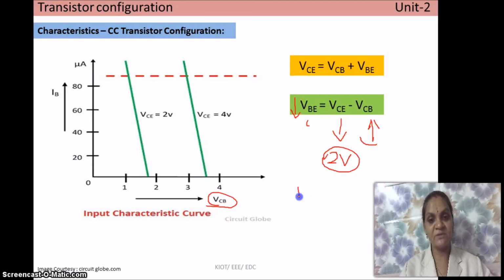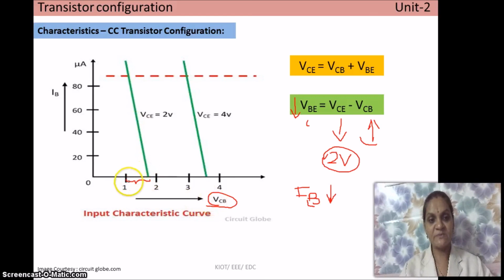If VBE decreases, what happens to IB? VBE is the voltage responsible for circulating the base current IB. If VBE decreases, IB also decreases. That's why the curve is decreasing in the downward direction. But see here, within a very small change in the voltage, the base current comes to 0.